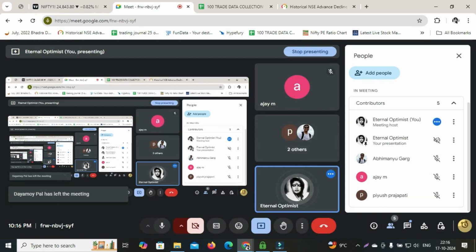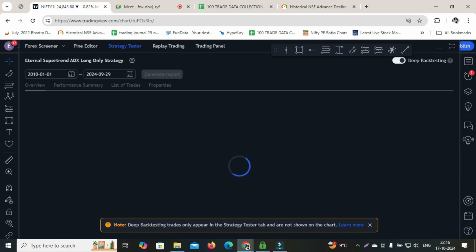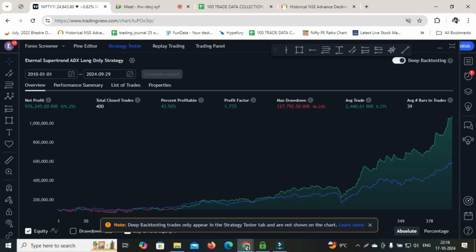Okay, so yeah, 1st December 2010, and then we generate it. So we can backtest for those 14 years also. In these 14 years, this strategy gave 400 trades. Okay, 43% were profitable, profit factor was this much, and we made 976% returns.